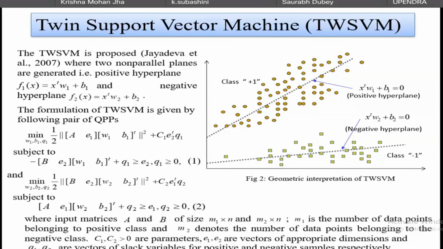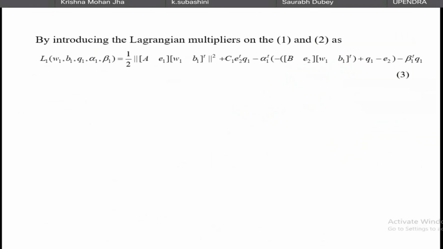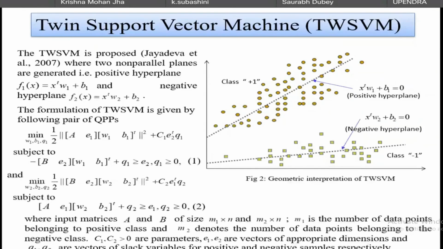Here we have C1 and C2, these are the parameters, and E2 I already discussed in the notations part. It is a vector of ones of appropriate size, and Q1, Q2 are nothing but slack variables. Obviously here it is represented as an error. Error cannot be negative, so that's why there is an inequality: Q1 is always greater than or equal to 0, and Q2 is also greater than or equal to 0. So now we have this particular problem.